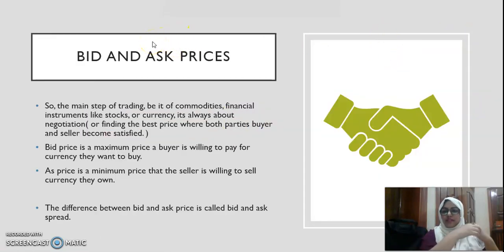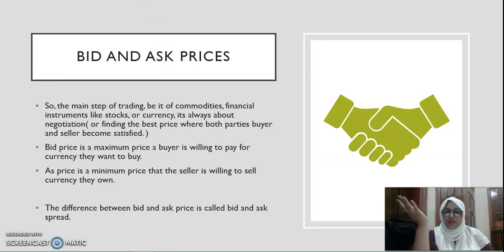Now, before moving to the next slide, I would like to quickly tell you about bid and ask prices. In trading, be it commodities or financial instruments like stocks, bonds, currencies, whatsoever, it's always about the negotiation. Negotiation is basically finding the best price where both parties, the buyer and the seller, agree, are satisfied and are happy. This brings us to the bid and ask prices, because they are the prices agreed upon, suitable for both parties.